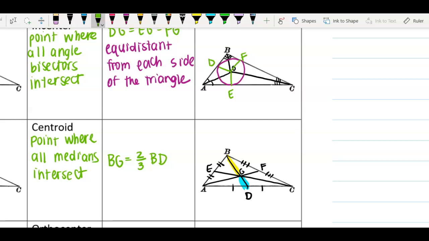If you have the 1/3 piece, or you have the blue piece, and you want to get to the yellow piece, you just multiply it by 2. It's kind of the trick. So I can do the other ones too.